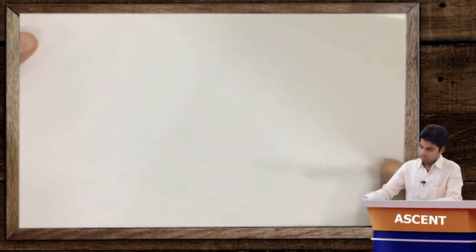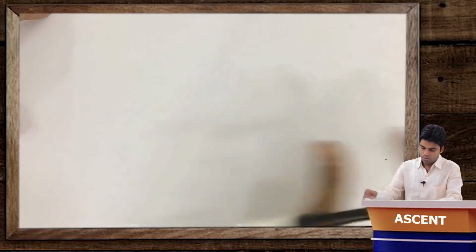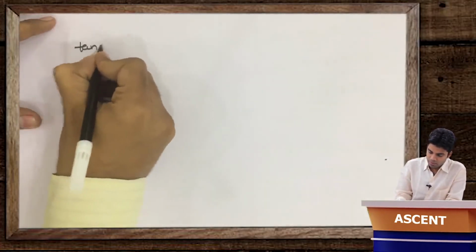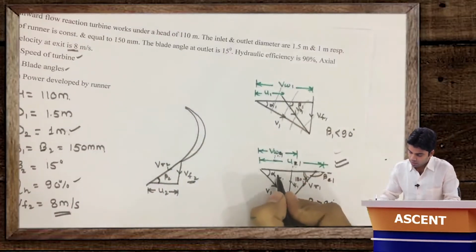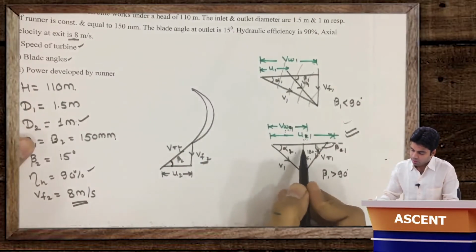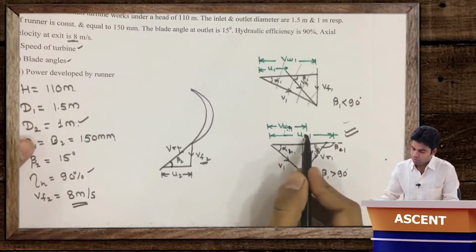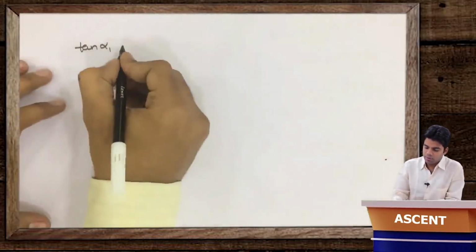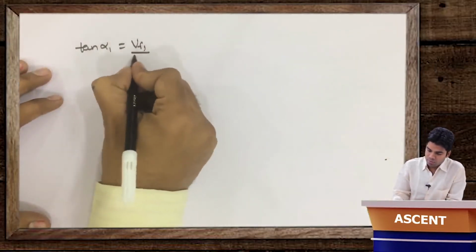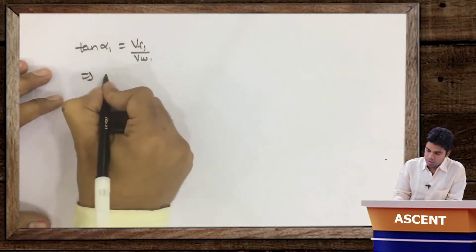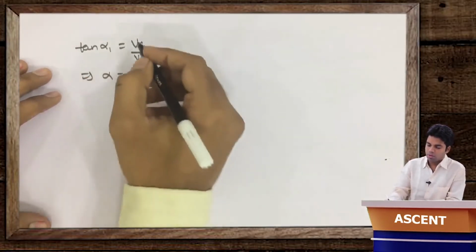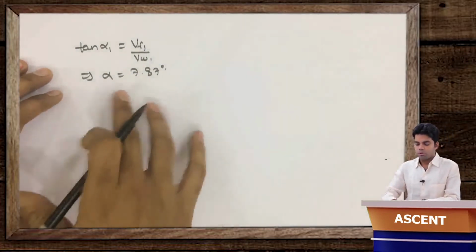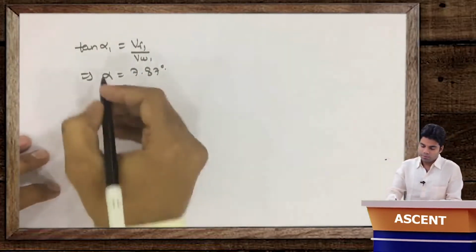Okay, so tan of alpha 1, from this figure only, this is alpha 1, tan of alpha 1 will be equal to Vf1 divided by Vw1, that's it. So tan of alpha 1 will be equal to Vf1 by Vw1, or you can say this alpha will be equal to 7.87 degree. If you put the value of Vf1 and Vw1, you will get the value of this alpha 1.